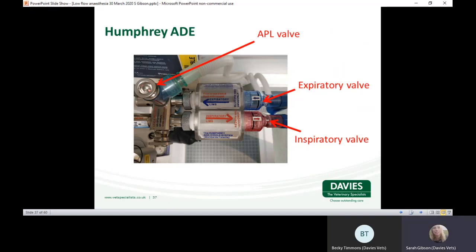So this is a photograph of the Humphrey ADE showing the APL valve and then the expiratory and inspiratory valves, which are labelled with arrows.